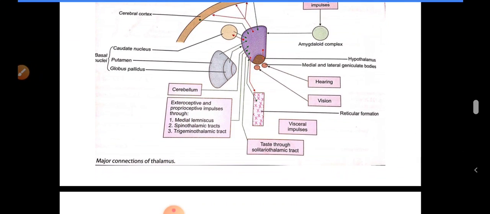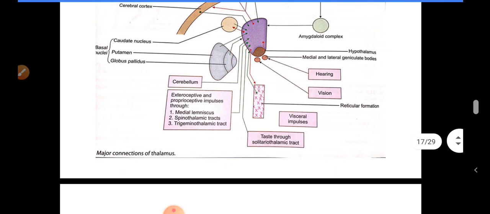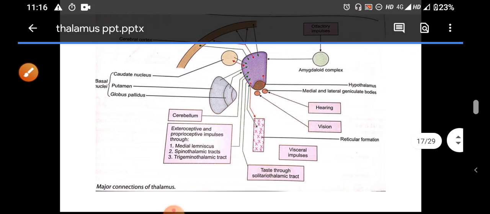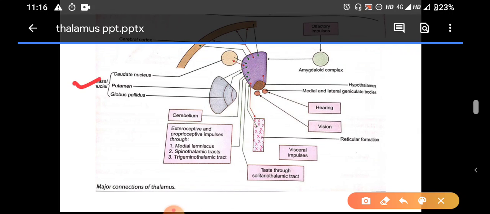In this diagram again you can see from the basal ganglia, from the putamen and the globus pallidus, the fibers are going to the thalamus. These are the parts of basal ganglia. Then medial lemnisci, spinothalamic and the trigeminal lemnisci, again the afferents will go to the thalamus.